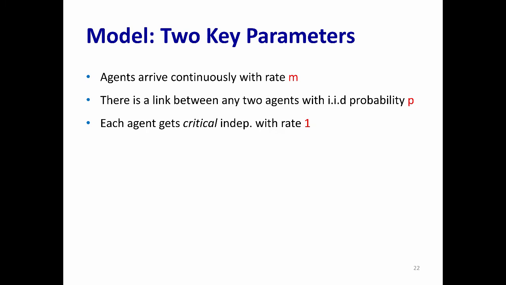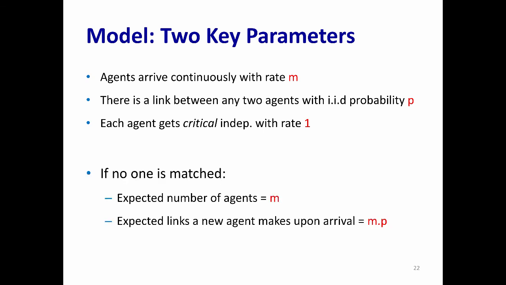Now, this model that I described for you basically has two key parameters, M and P, the arrival rate of agents and the probability that any two random agents have a link. Now, this one is also a parameter, but it's a normalization factor. So the key two parameters are M and P. Now, let's do a thought experiment. Suppose the planner does not match anyone. Then what will happen? Well, if the planner does not match anyone, then I claim that the expected number of agents in the market is going to be M.